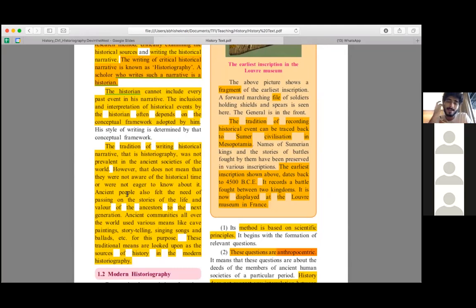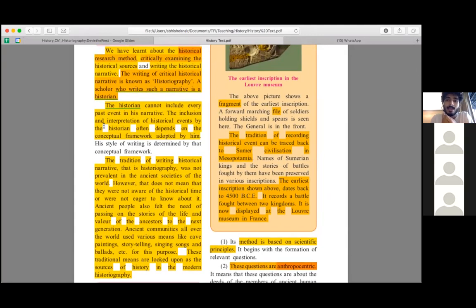So Prachi has managed to type out the first two paragraphs main idea. She says the first paragraph is basically about what historiography is, which is very correct, right?